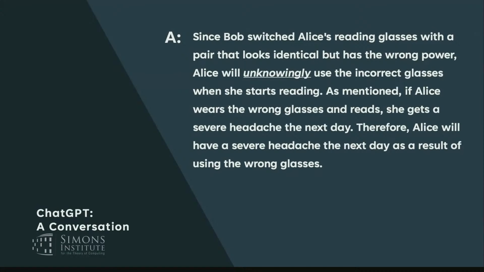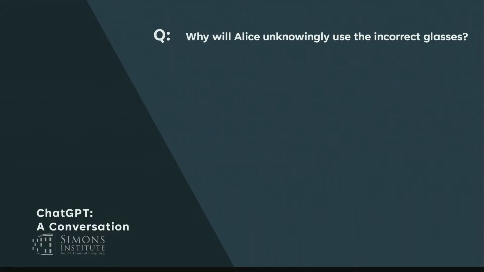Right? And I want you to notice the word that I have italicized and underlined. That's me doing it just for highlighting it. But that word is indicative of someone else's state of mind. Unknowingly, the language is suggesting that there is an inference about what's happening in Alice's mind. But I decided to query further. I asked, why will Alice unknowingly use the incorrect glasses?